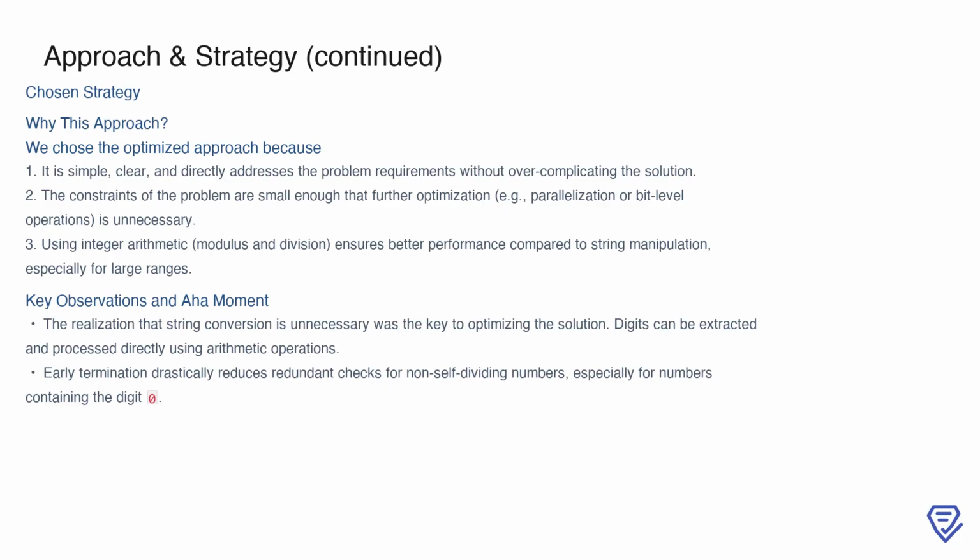A key insight here was recognizing that string manipulation is unnecessary. By using arithmetic operations such as modulus and division, we can efficiently process each digit of a number. Another significant improvement comes from early termination, which avoids redundant checks by stopping as soon as a failure condition is met. These insights combined make the optimized approach both elegant and effective, ensuring that we solve the problem efficiently while keeping the logic clear and focused.